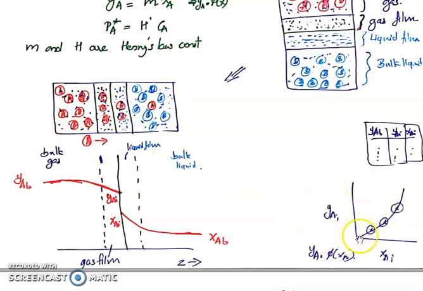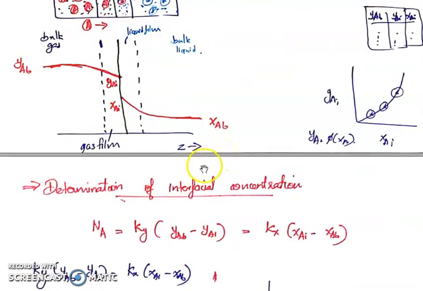This information is needed to model the system. Okay, so now let's try to determine the interfacial concentration. I do not know what YA and AI are, what the flux is, but I have assumed certain terms, and let's try to solve this.